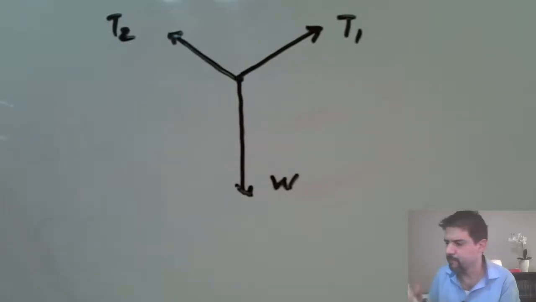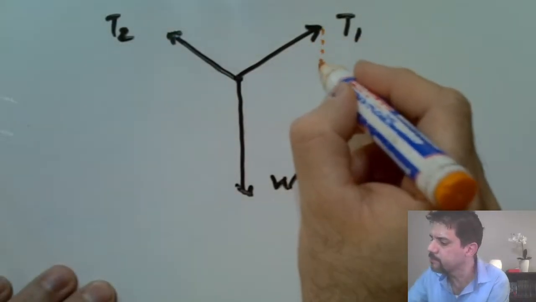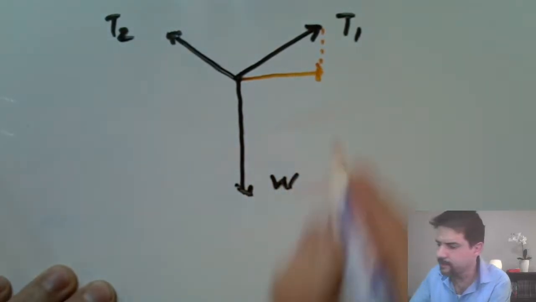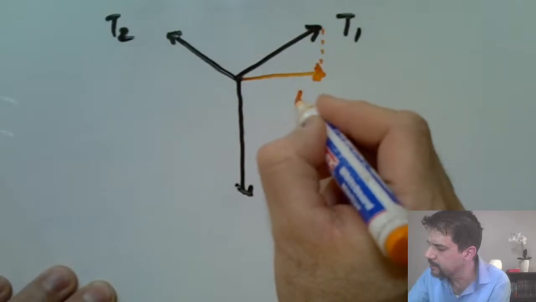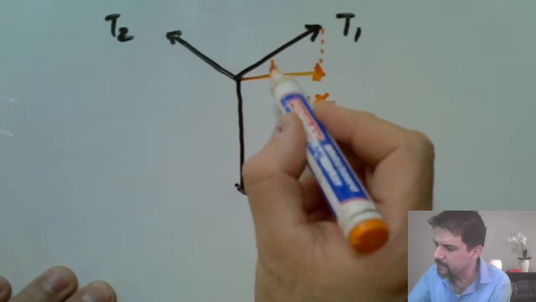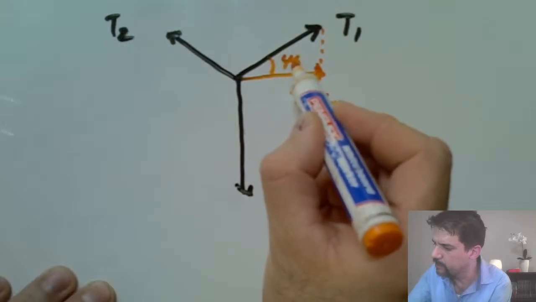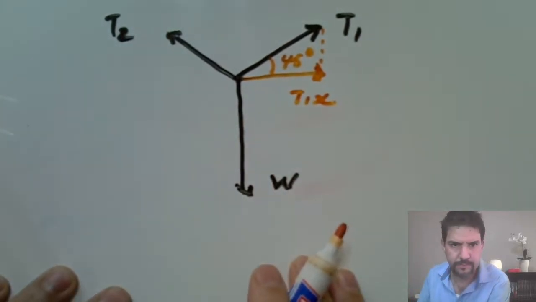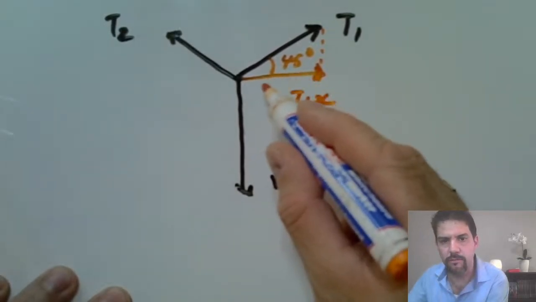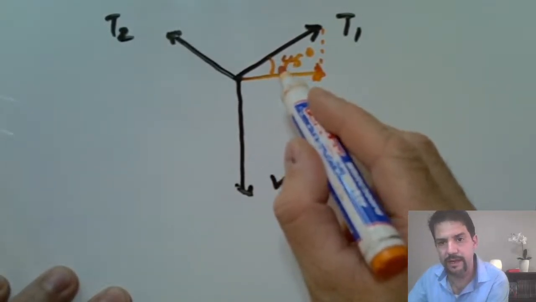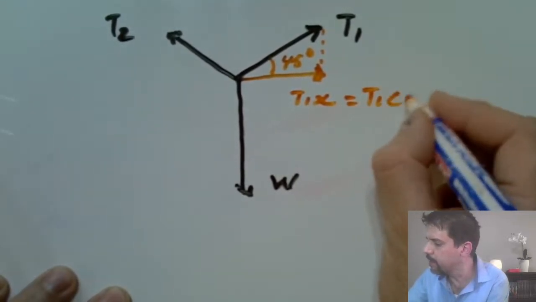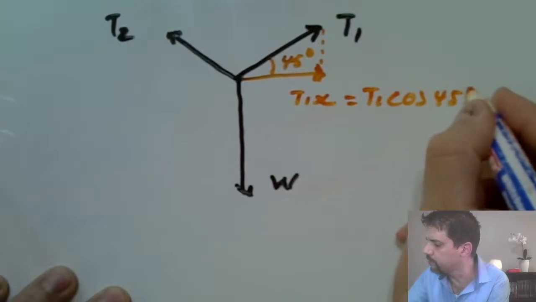So in this case, we're going to break T1 into components, like that. And we have here T1 in X. The angle they gave us is this one, which is 45 degrees. The X component is adjacent to the angle. So this one is going to be equal to T1 multiplied by cos of 45 degrees.